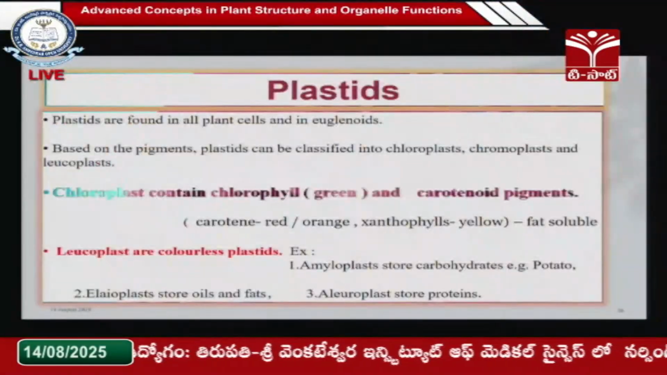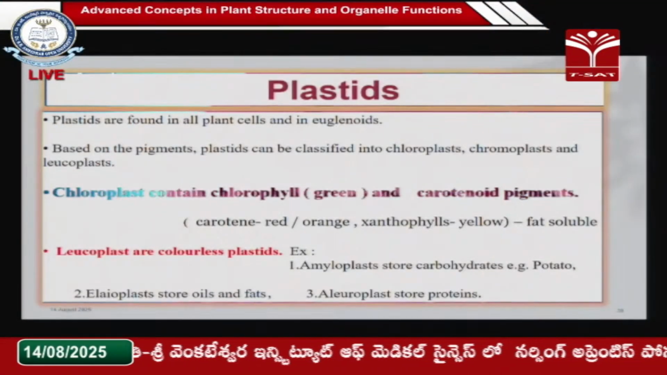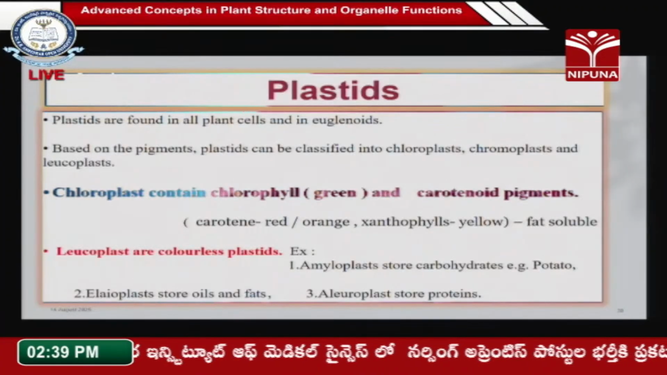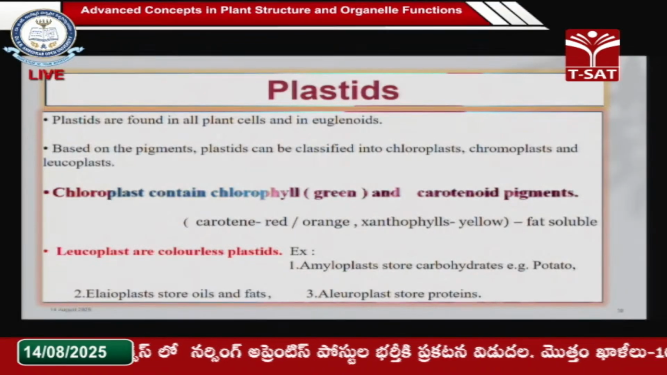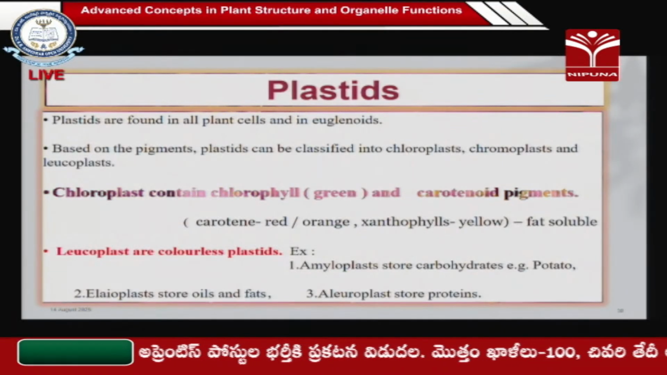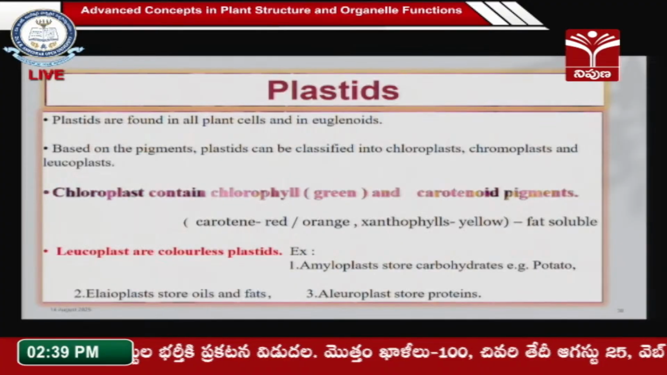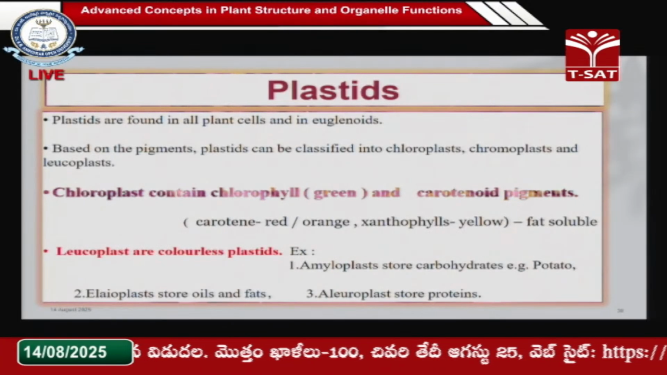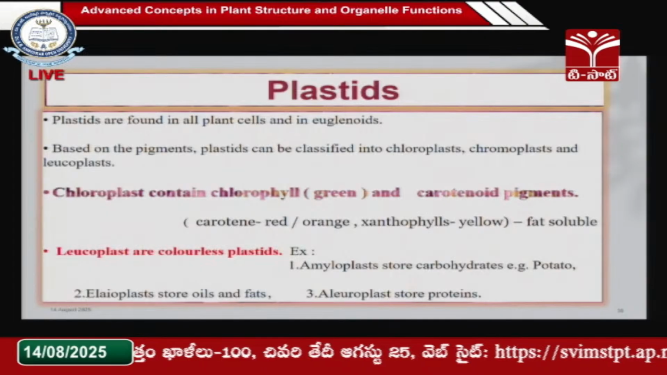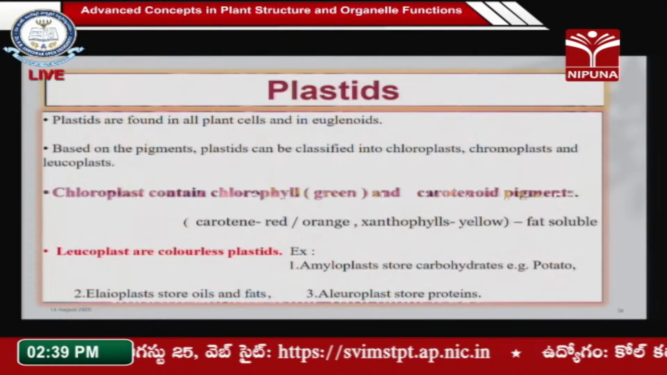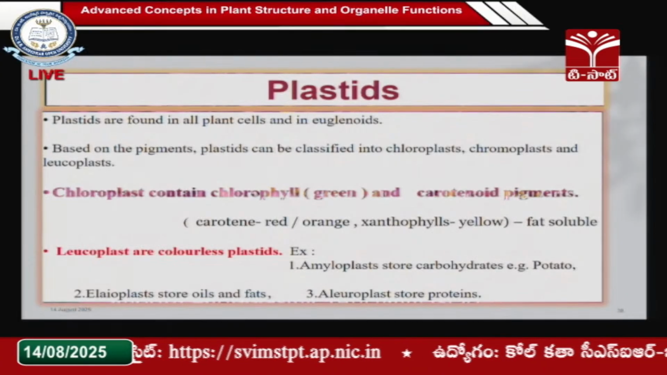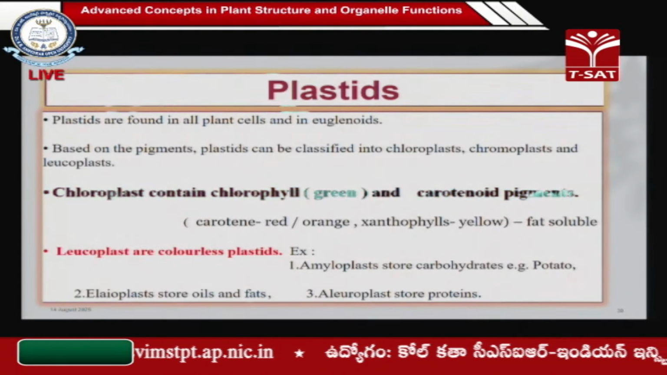Chroma means color. Plastids are involved in different types of metabolic activities. The chromoplasts are present in the external parts of plants, like all colorful parts such as the petals of the flower and the colorful ripened pericarp of the fruit, and also the different colors of croton plants and tulip flowers, which are caused by the chromoplasts. Then the third one is the leucoplast.